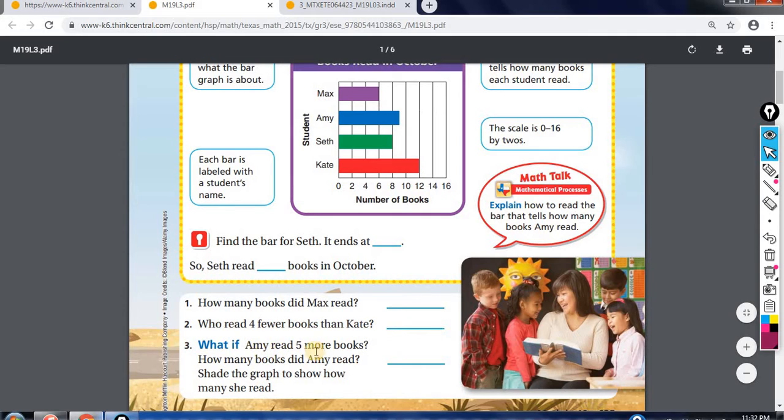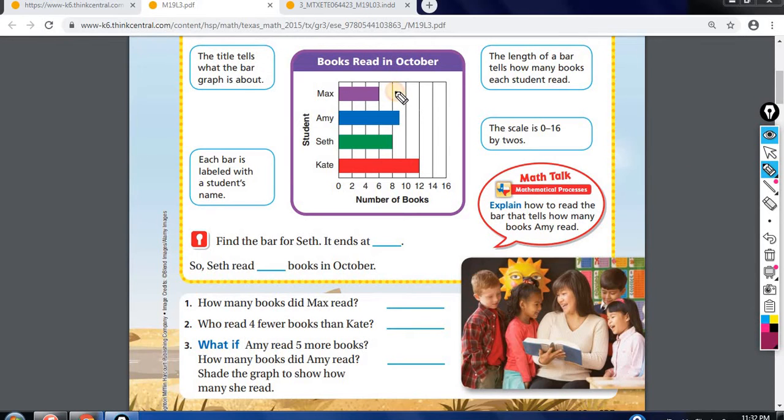What if Amy read 5 more books? How many books did Amy read? Shade the graph to show how many she read. So first you need to find Amy. Here's Amy. You know that's 9. It's number 9. That's not a very good 9, sorry. So Amy, you're at 9.